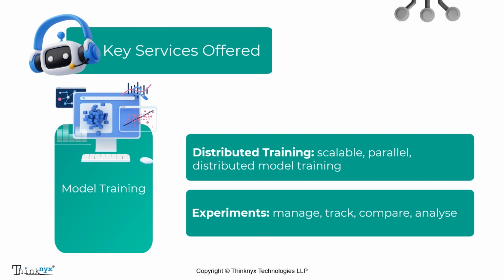Similarly, with SageMaker's experiment feature, one can group together related training attempts, note down important details like the settings or hyperparameters used, and see how well each attempt did. This helps you figure out what works best and make your model smarter over time.